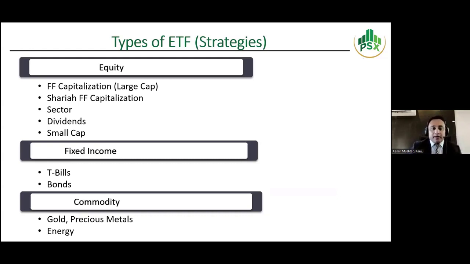As of now, the ETFs available at PSX are free float capitalization, Sharia free float capitalization, sector based, and from the fixed income side, we have a T-bill based ETF. For the rest of the asset classes, we are working with local fund managers and brokerage houses to work on new asset classes as well.